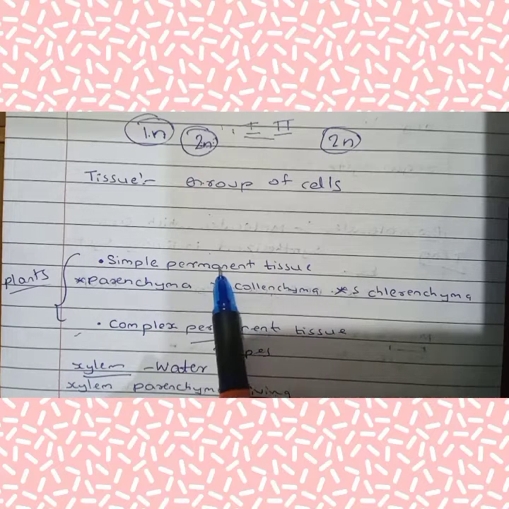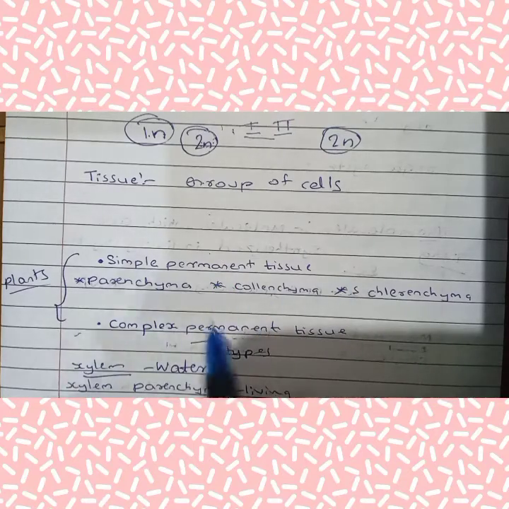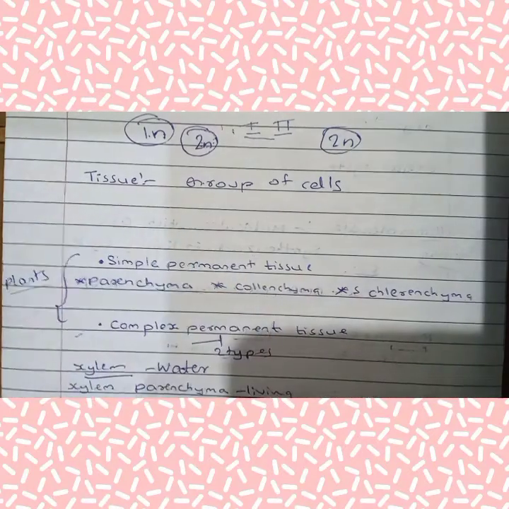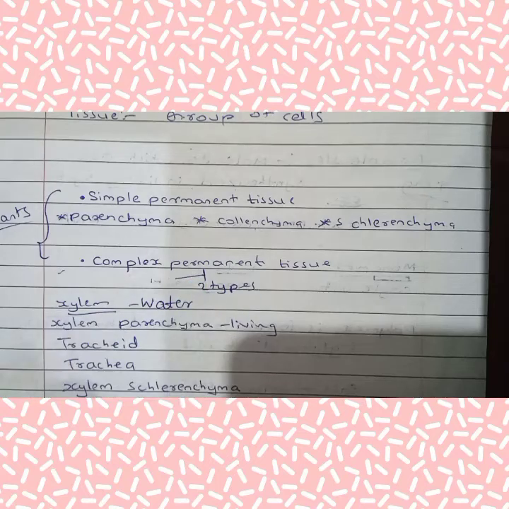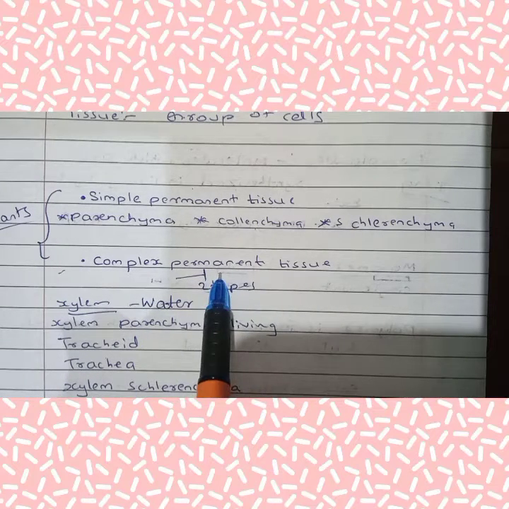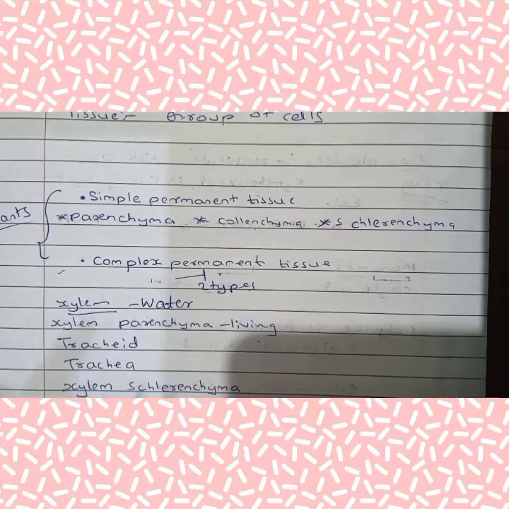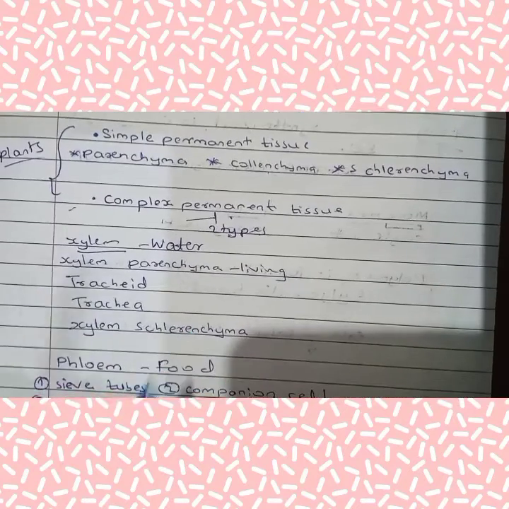Don't overload anything, or you'll just get confused and get a headache about all these things. Just study a little bit. Now the next thing is complex permanent tissue. There are two types in complex: one is xylem and the other is phloem.